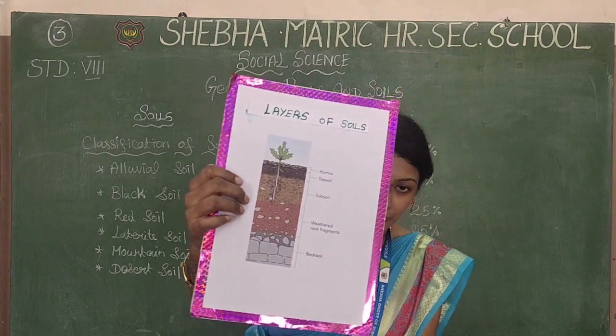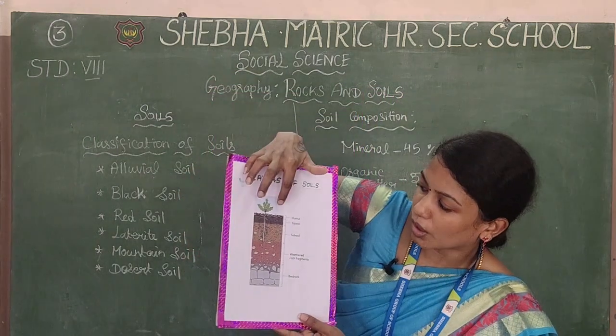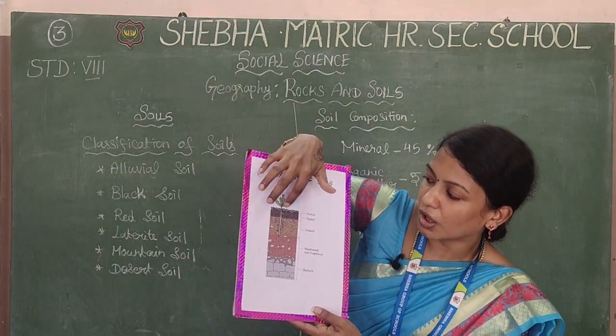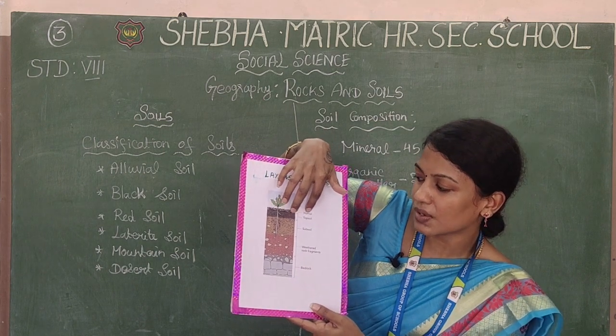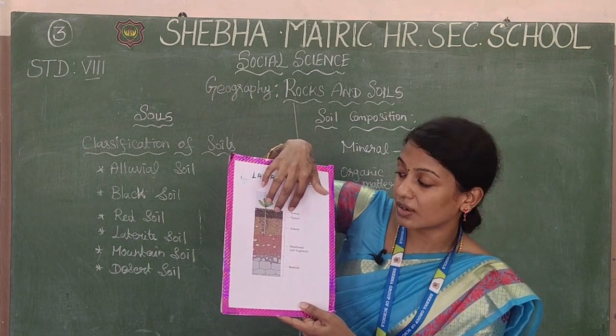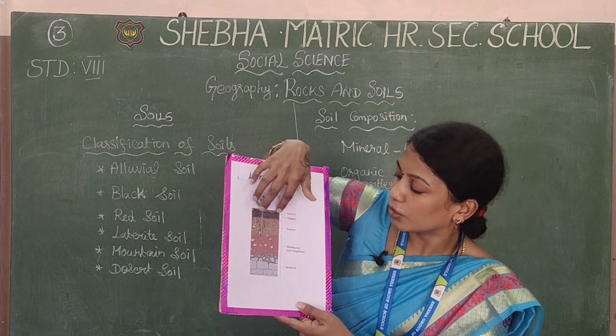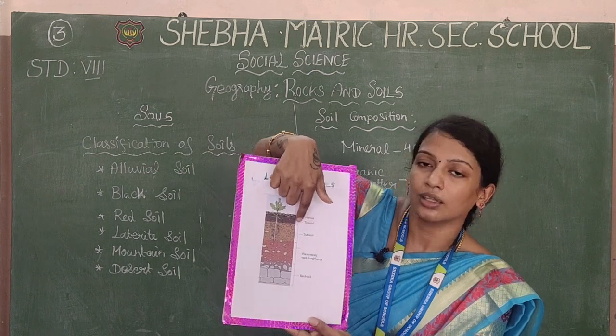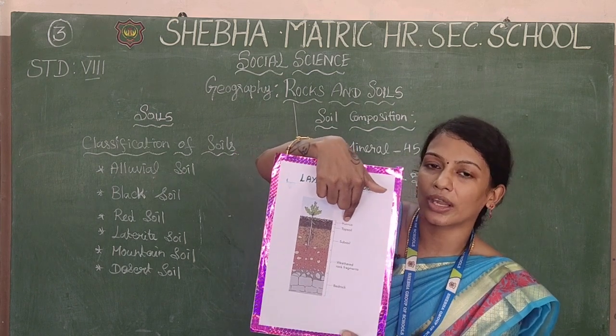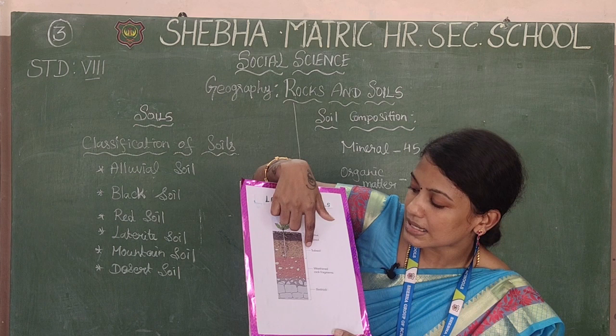First, at the top, there is the plant we normally keep. From the plant, the first layer is called humus. And what is the layer after the humus? That is called the top soil. And next one is the subsoil.